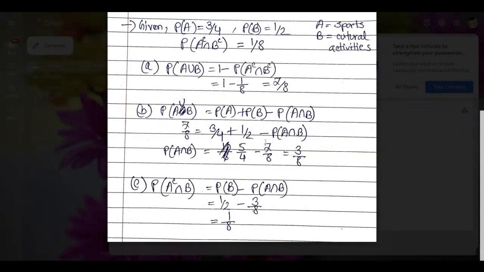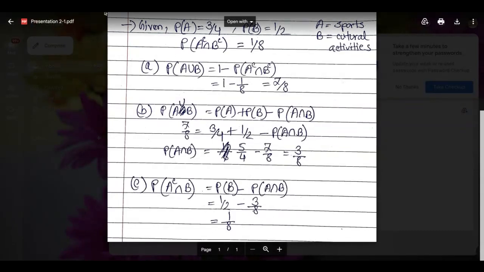Nice. I like how you use the notations. Thank you. You're welcome. Yeah, this is simple and direct.